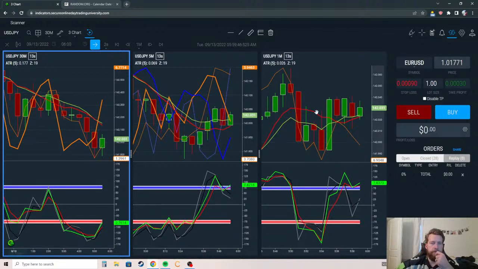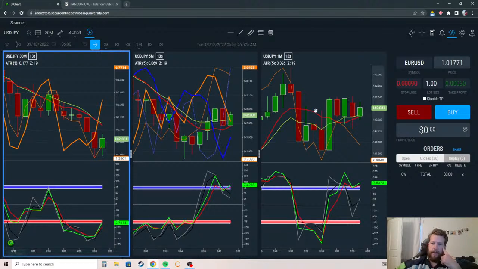Full disclosure, this doesn't show me live spreads, so it doesn't take the spreads into account. So just know that actual results might vary from the trades that we take here, because some spreads could be factored in. So what are we looking at here?